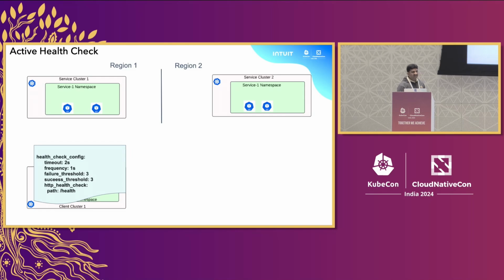So you can relate this configuration to one of the Kubernetes probes, like liveness probe or readiness probe. Effectively, it says, every 1 second, send requests to the /health path of the service. And if you don't receive successful responses 3 consecutive times, consider that the service is unhealthy. So this is what a typical active health check configuration would look like.